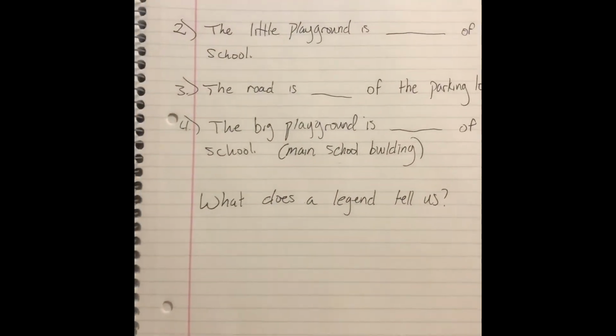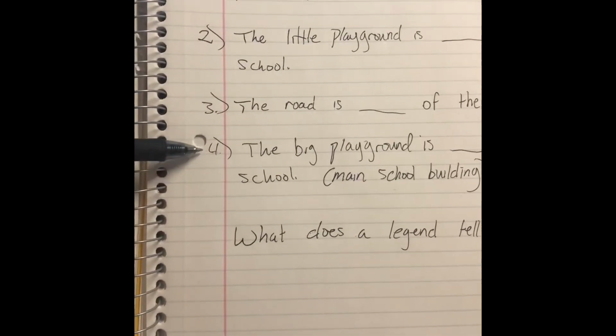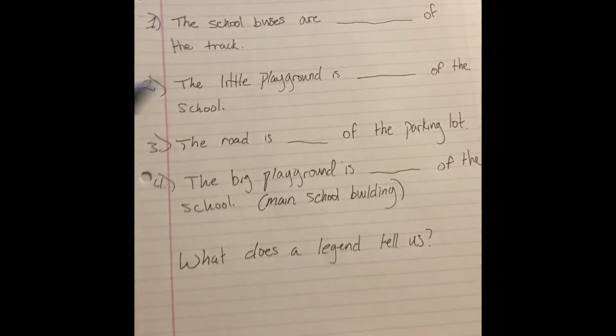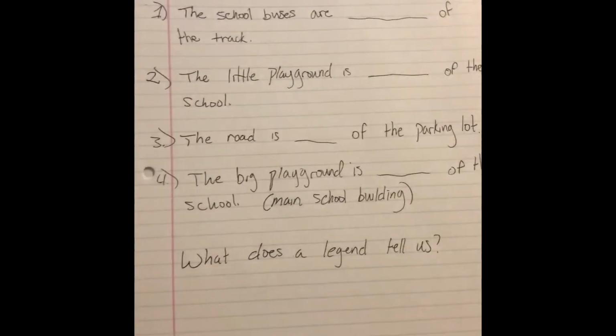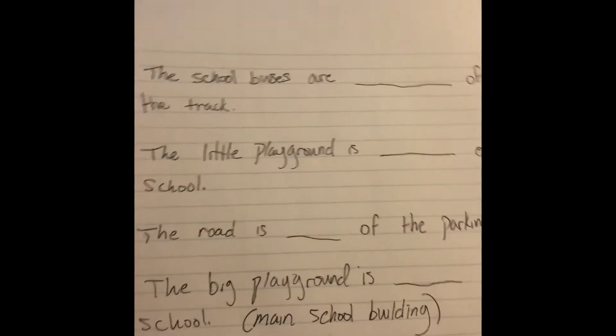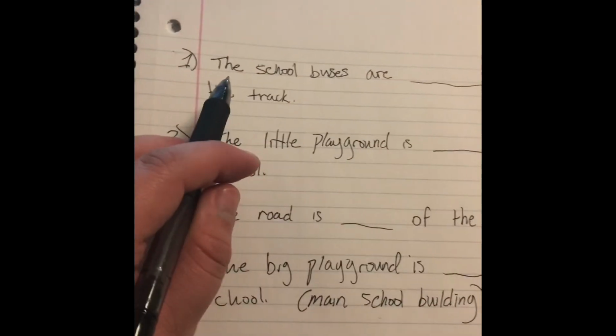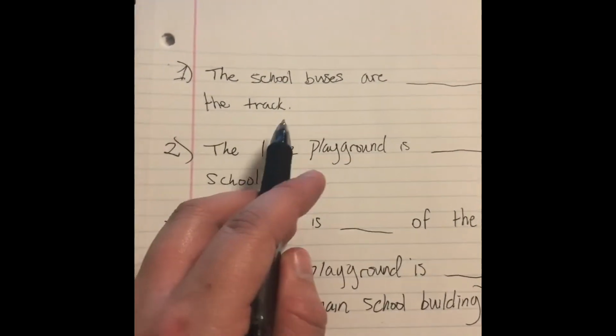So here are our sentences. For the first 4 sentences, we're going to want to fill in the blank with one of our 4 cardinal directions, okay? So let's look at this first one. The school buses are blank of the track. Let's go back to our map.